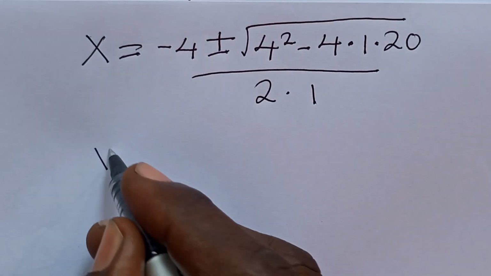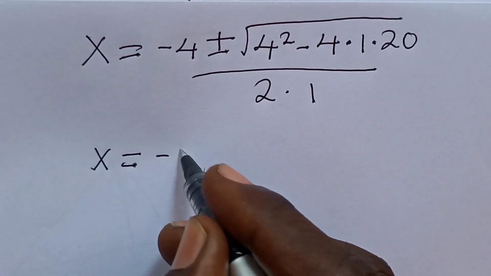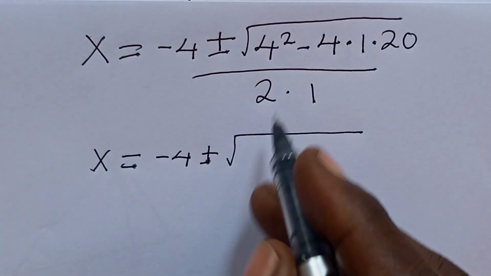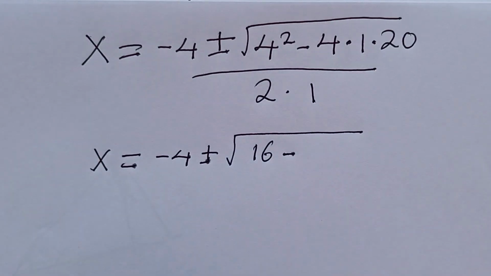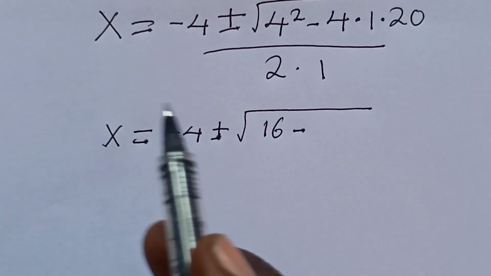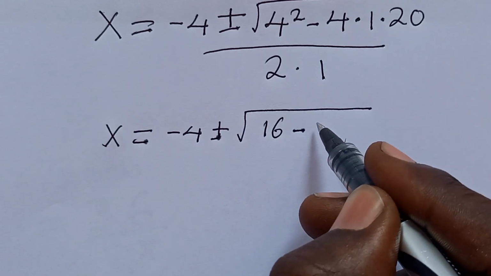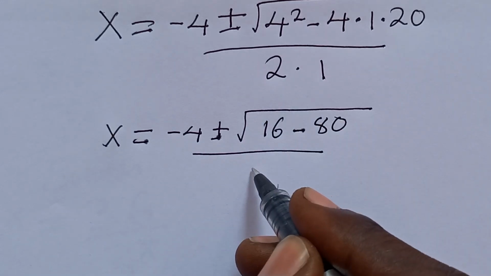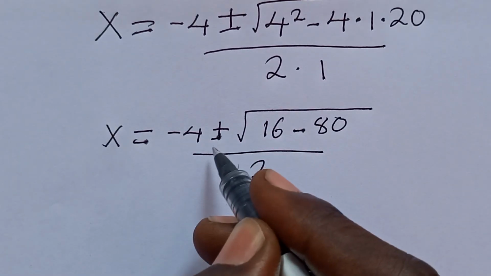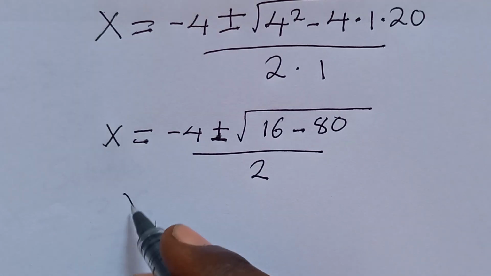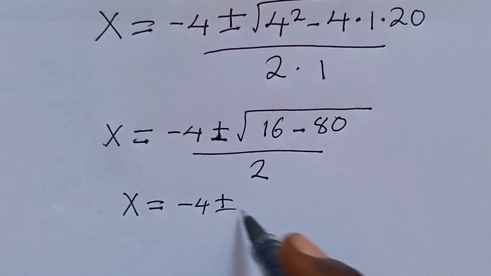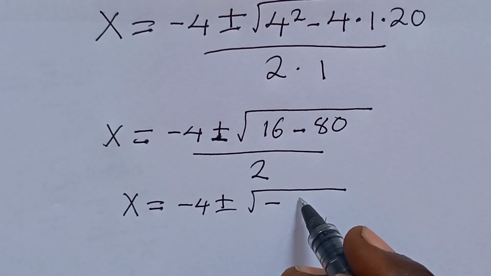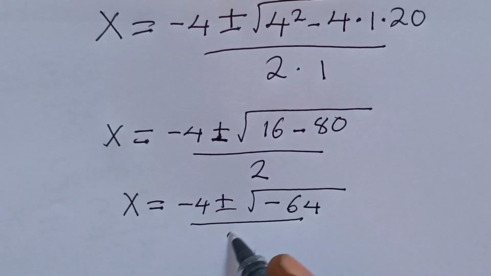We have our x equal minus 4 plus or negative root of 4 squared is 16 minus 4 times 20 is going to give us 80, all divided by 2 times 1 is going to be 2. So now our x is going to be minus 4 plus or negative square root of 16 minus 80 is going to give us minus 64, all divided by 2.